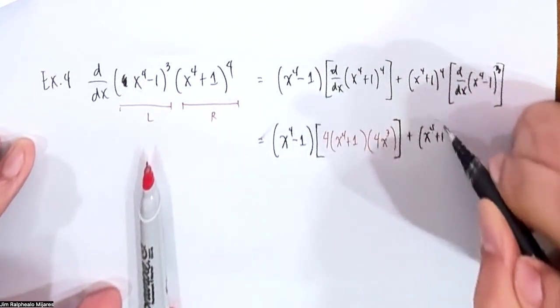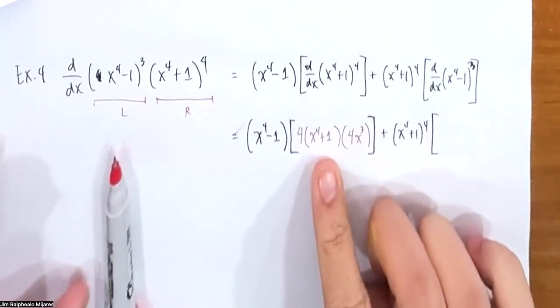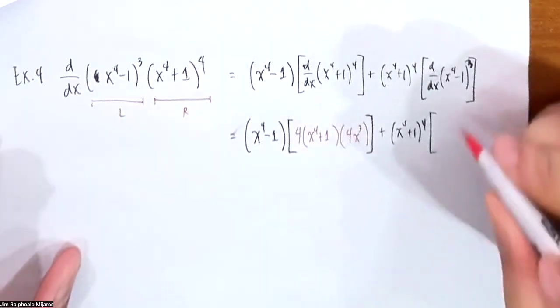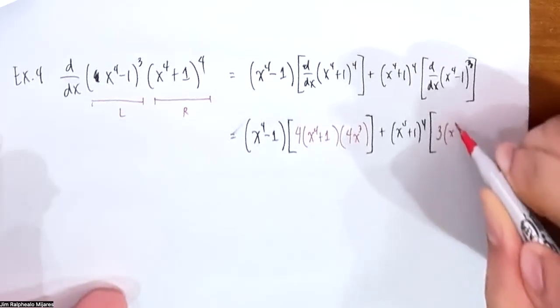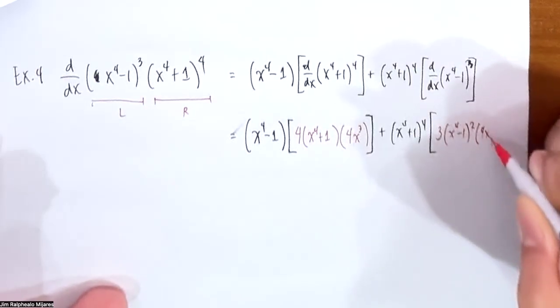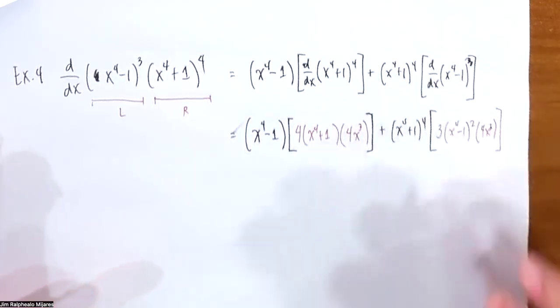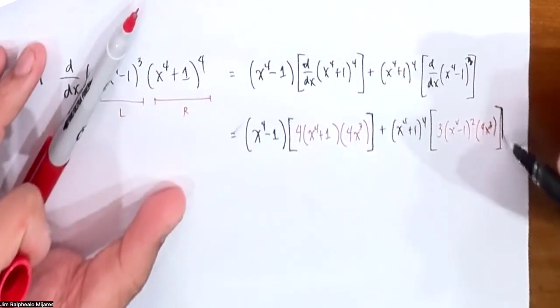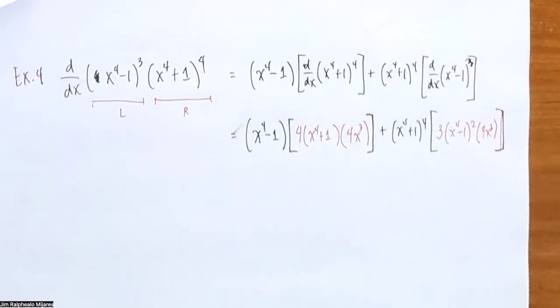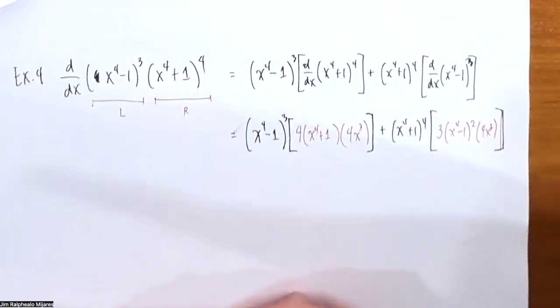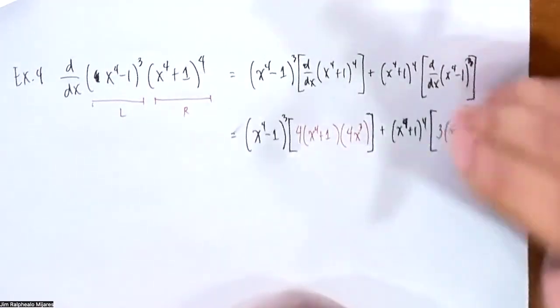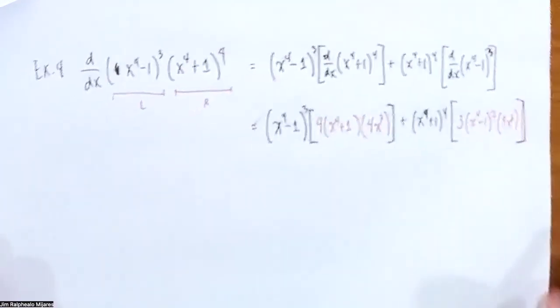plus (x^4 + 1)^4. Same here. So the derivative of (x^4 - 1)^3, that's 3(x^4 - 1)^2 times 4x^3. Okay? Oh, wait, I forgot the cube here. Right? You can leave it like this. I'm okay with you leaving it like this. Right?